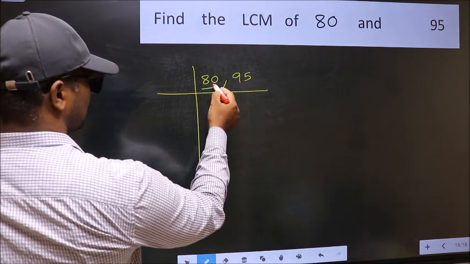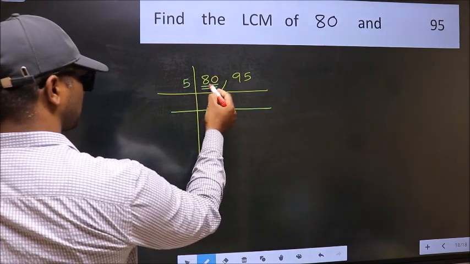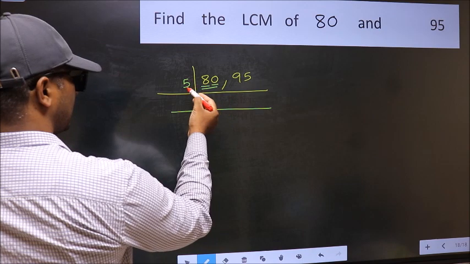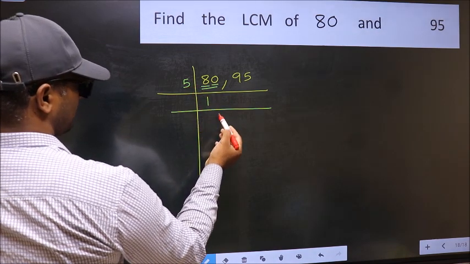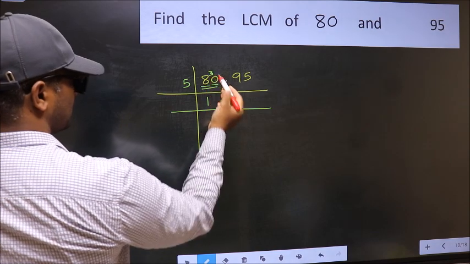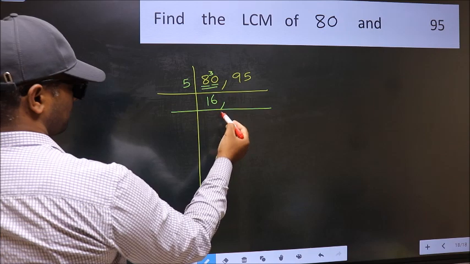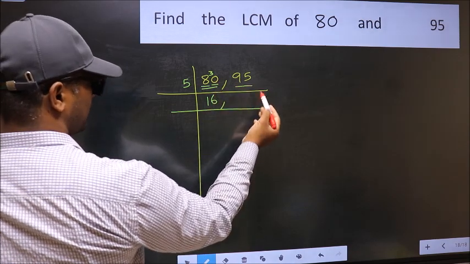Now you should focus on the first number, which is 80 here. In this number, the last digit is 0, so take 5. First number 8. A number close to 8 in the 5 table is 5 ones 5. 8 minus 5 is 3, 3 carried forward is 30. When do we get 30 in the 5 table? 5, 6, 30.